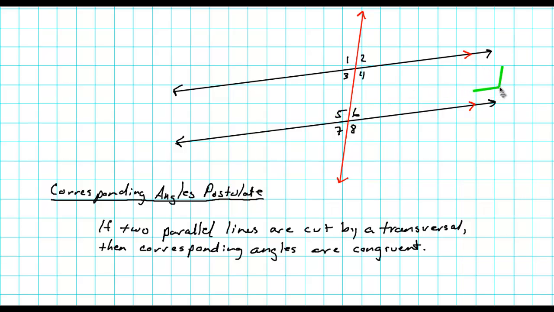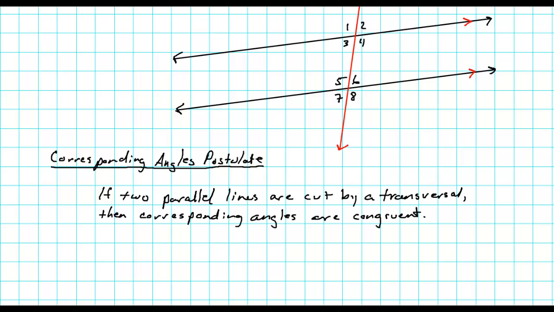Now, what we're going to do is list out all of the corresponding angles and how they're congruent. So we're going to start with angle 1 is congruent to angle 5. Angle 2 is congruent to angle 6. Angle 3 is congruent to angle 7. And angle 2, I'm sorry, we already did 2. Angle 4 is congruent to angle 8.